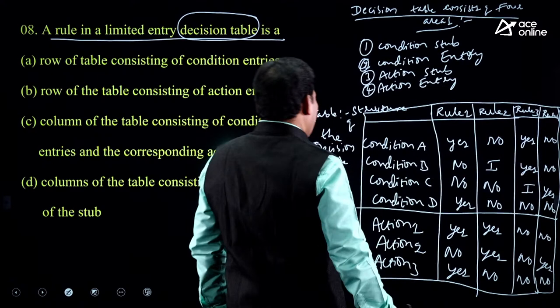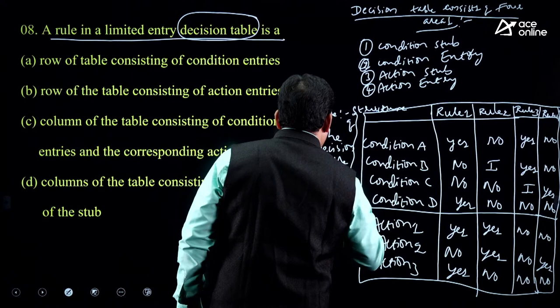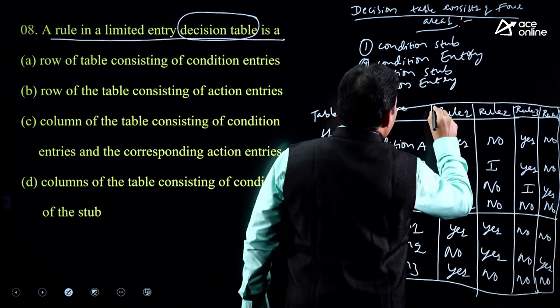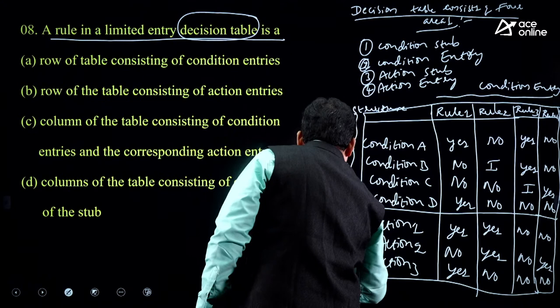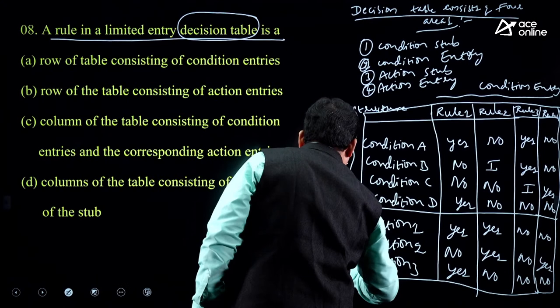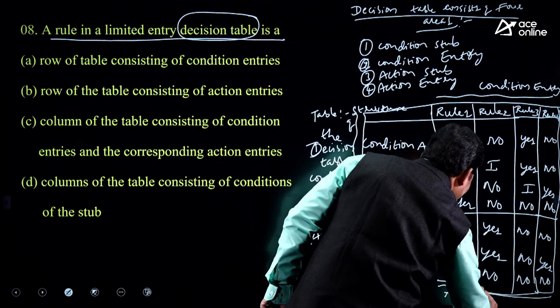Now, which area is this? This part we call the condition stub: condition A, B, C, D. And this area we call the condition entry. This area we call the action stub, those are the action 1, 2, 3 stubs. And this area we call the action entries. Now observe carefully here.